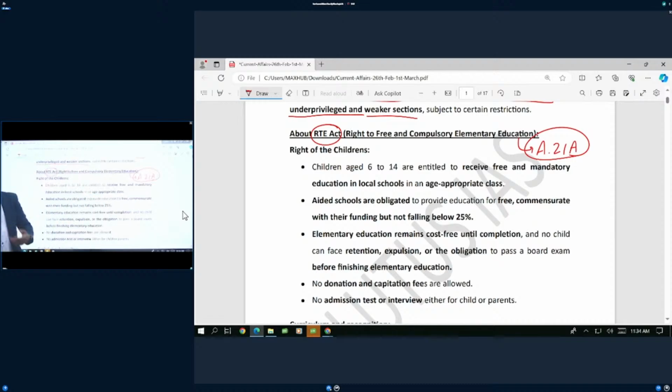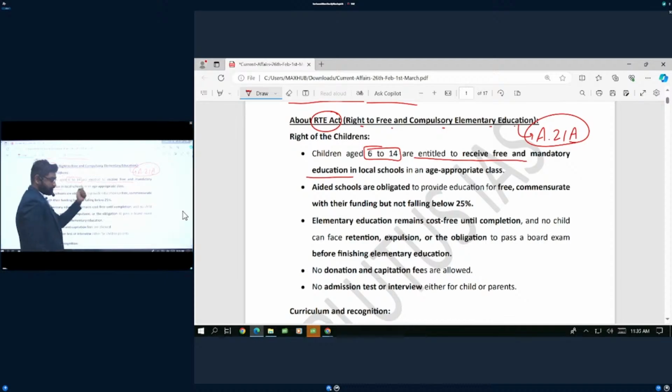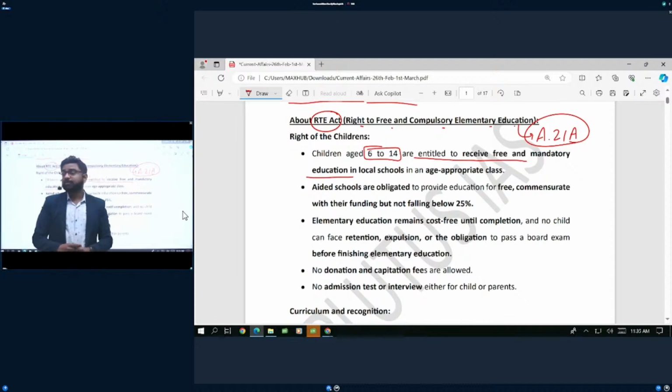And using the powers of Article 21A, the Parliament of India passed a law known as Right to Free and Compulsory Elementary Education, simply Right to Education. What does this law have? Few points you have to remember for prelims as well as mains. First thing, the children aged between 6 to 14 are entitled to receive free and mandatory education. So it covers only children from 6 to 14.